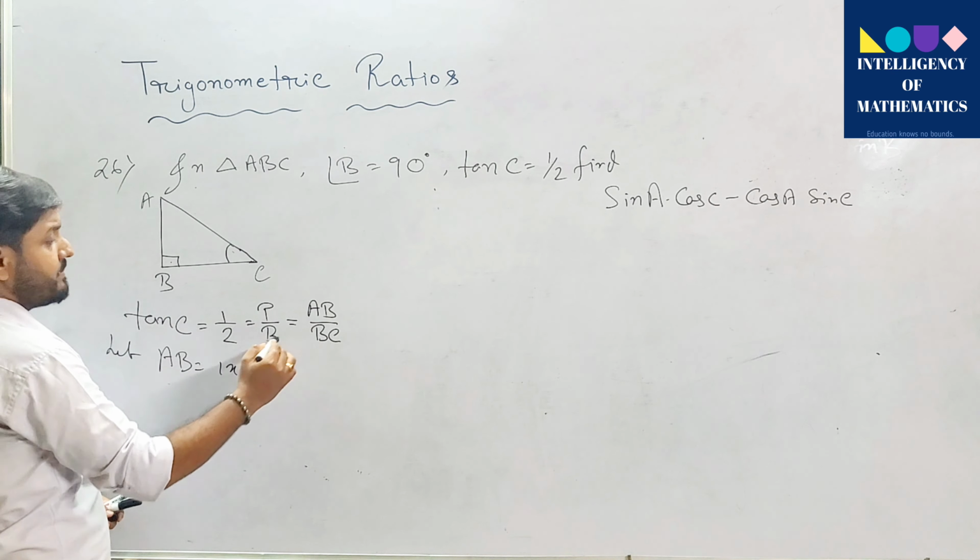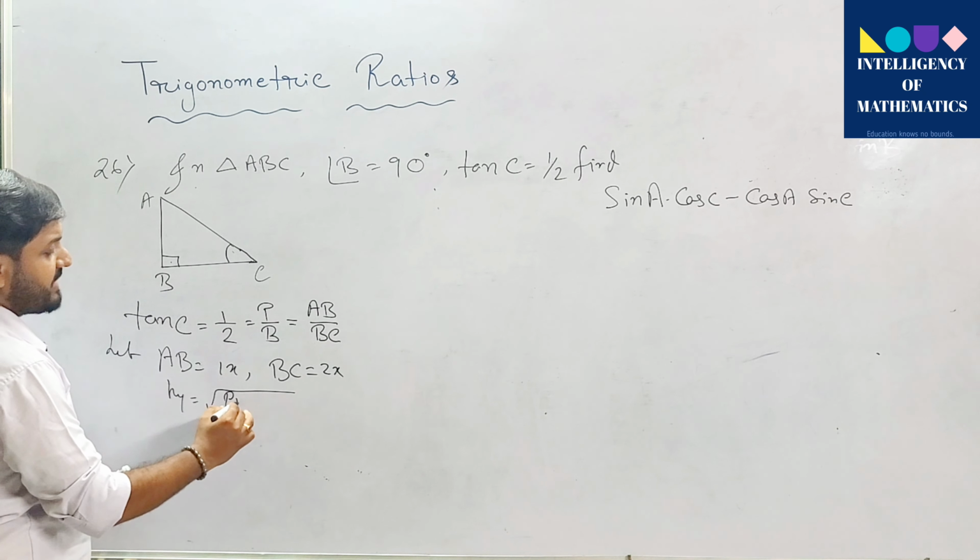The missing side is the hypotenuse, that is AC. We know hypotenuse is equal to root over p square plus b square. So hypotenuse AC's value will be root over AB square plus BC square. AB's value is given 1x, so it will be x square. BC's value is 2x, so 2x whole square is 4x square. So 4 and 1, total 5x square is inside the root, that means root over 5, x will come out. We'll get the value of AC as root over 5x.